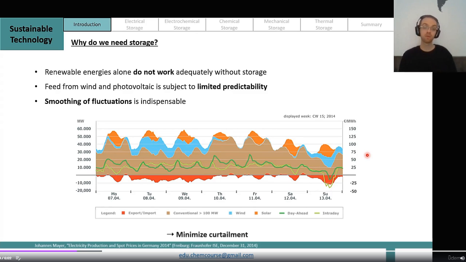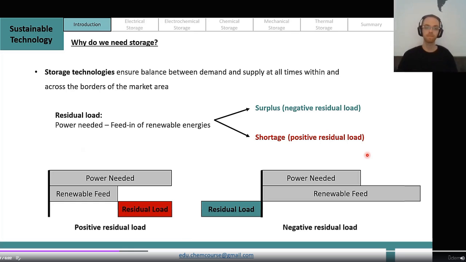And the key thing that storage technology should provide is a smoothing of these fluctuations. And the goal of all of this is to minimize the so-called curtailment. Curtailment means the more or less cut off of renewable energies just because we cannot use the surplus which we generate, simply because there is no demand for this energy during a specific time. Now, these storage technologies should therefore ensure a balance between the demand and the supply at all times within and also across the borders of a market area.